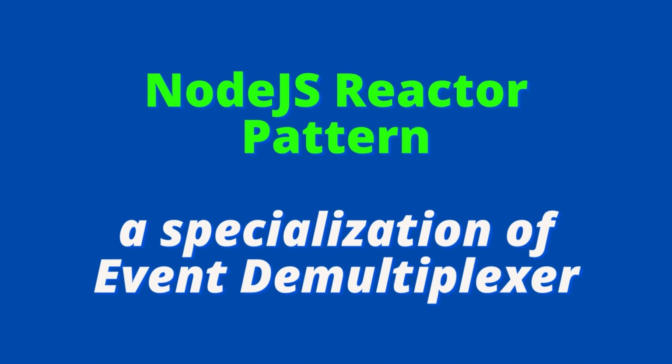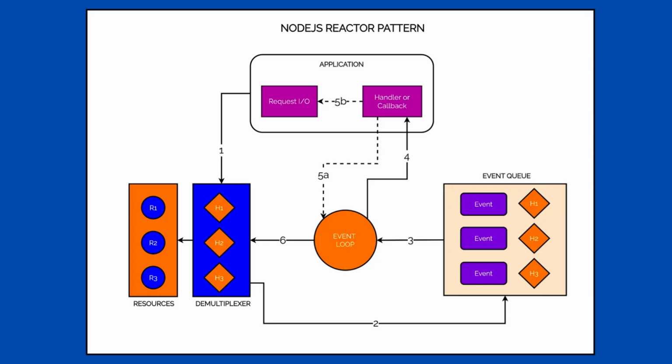Having trudged our way through all the explanation, we are now in a great position to understand the Node.js Reactor pattern. Essentially, the Reactor pattern is simply a specialization of the event demultiplexer. Check out this Node.js Reactor pattern illustration in all its glory. Based on this picture, we can now understand the inner workings of the Node.js Reactor pattern in 6 easy steps.